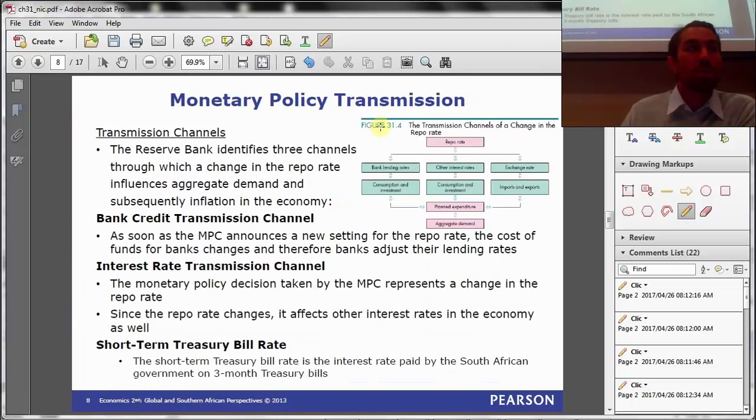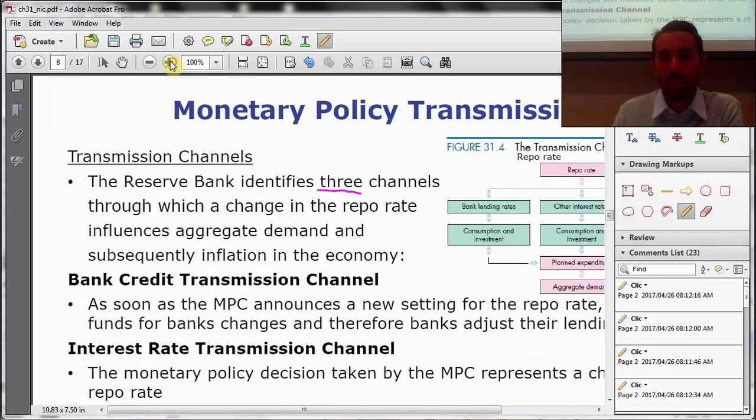What are the transmission channels? In other words, how is it that when the Reserve Bank changes the interest rate, it affects the economy? What happens? Well, there are three channels through which a change in the repo rate influences aggregate demand and therefore inflation. What are those three channels? We've got this diagram from your text. Now let's just zoom in a bit.